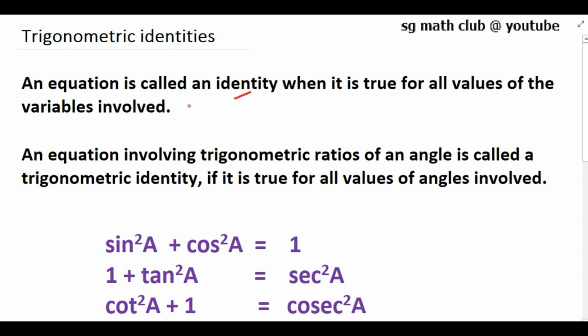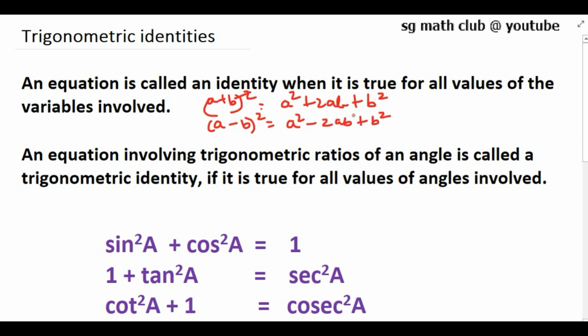In algebra, you have studied identities like (a plus b) whole square equal to a square plus 2ab plus b square, or (a minus b) whole square equal to a square minus 2ab plus b square, (a plus b) into (a minus b) equal to a square minus b square, (a plus b) whole cube. So many identities you have studied. Whatever value you substitute for a and b, the left side and the right side will be equal. That is the meaning of identity. An equation is called an identity when it is true for all values of the variables involved.